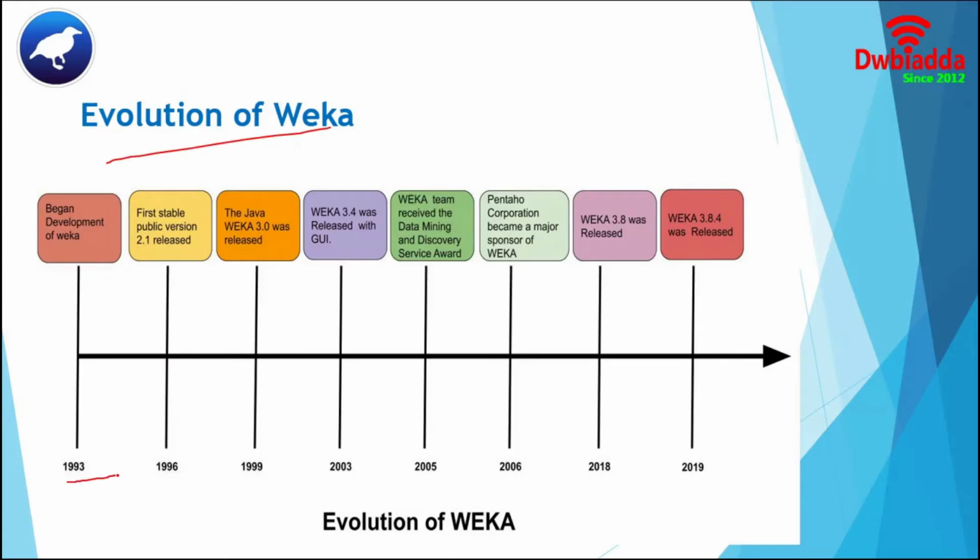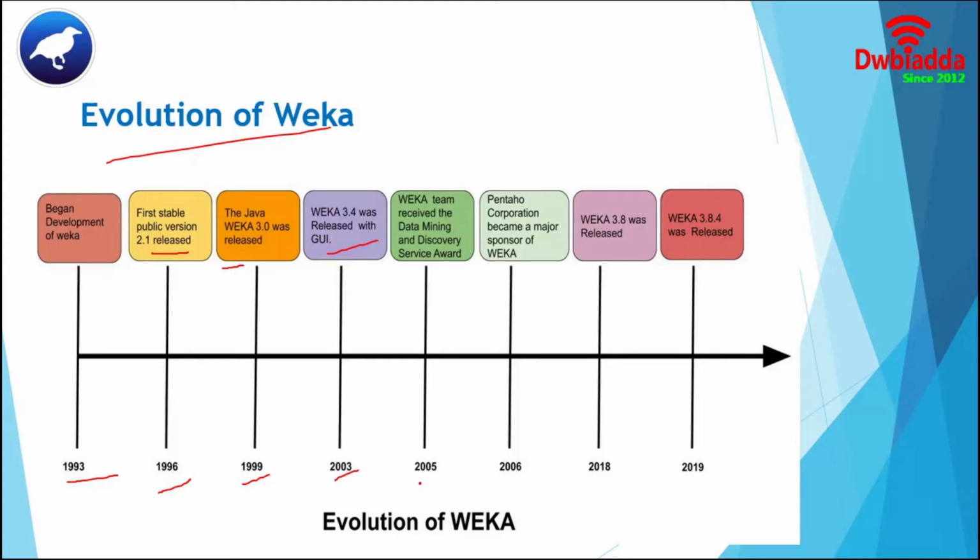In the year 1993, the University of Waikato started developing Weka as a government-funded project of New Zealand. The first public version 2.1 was released in the year 1996. After 3 years, in the middle of 1999, the 100% Java-based Weka 3 was released. This non-graphical version of Weka accompanied the first edition of the book Data Mining: Practical Machine Learning Tools and Techniques. In November 2003, a stable version of Weka 3.4 was released with a graphical user interface.